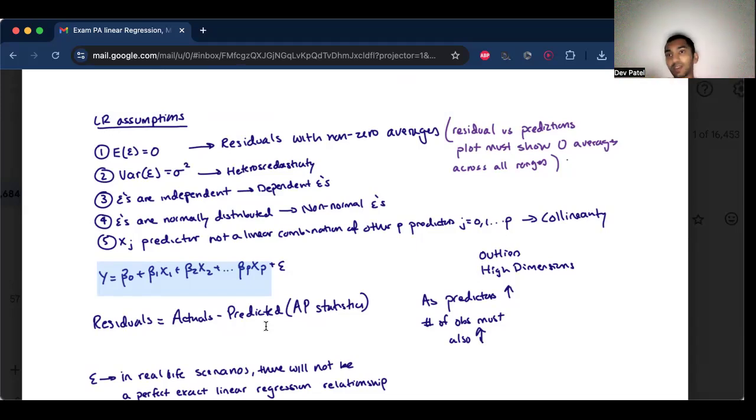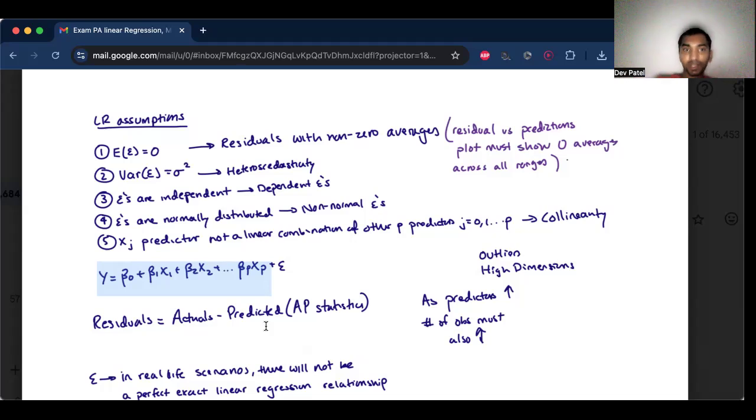Another assumption is that all of these errors are independent. The difference between one ideal photograph and the actual photograph shouldn't affect the difference between the ideal photograph for another subject and its actual photograph. So these errors are independent; they don't influence one another. We also assume that they're normally distributed, and we'll go more into how to test if they're not normally distributed.